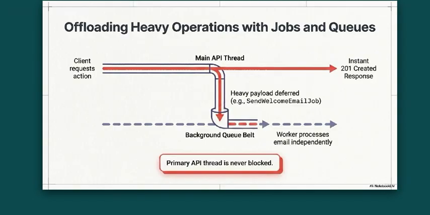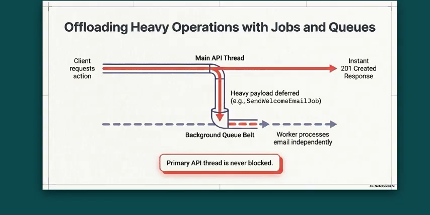The visual in the blueprint for this is incredibly helpful. It shows the main API thread as a straight, fast, uninterrupted red line. And dropping down from that line is a pipe leading to a background queue belt. Explain how this offloading process physically works. Well, the fundamental goal of an API is to return an HTTP response to the client as fast as physics will allow. So when the heavy registration request hits, the controller does the fast part first.